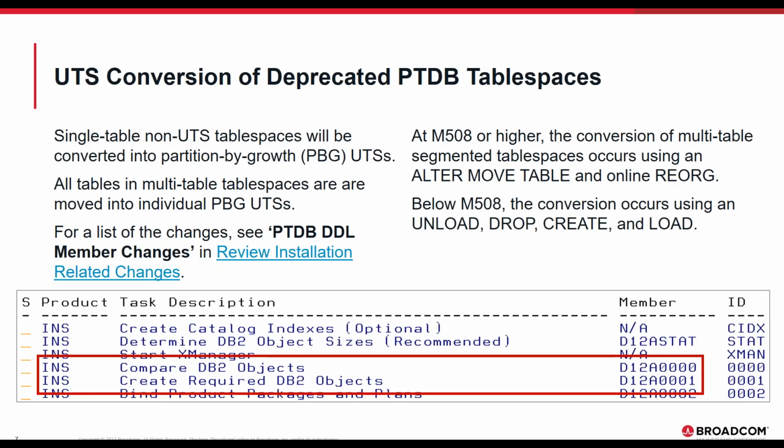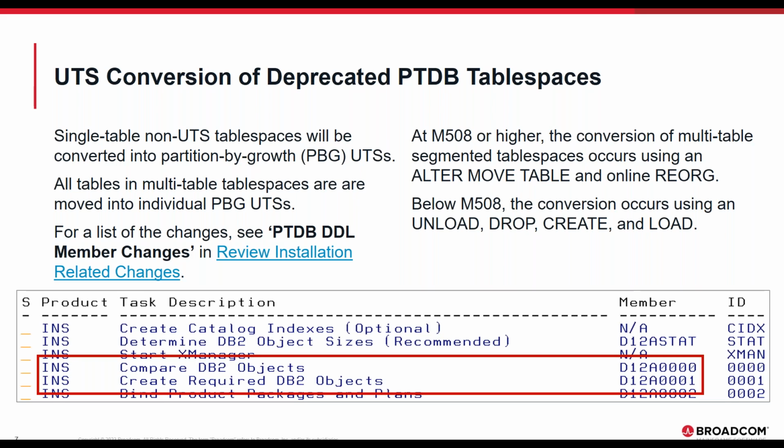So we have added steps to our compare and create required Db2 objects steps of post install, and so now single table non-UTS table spaces will be converted into partition by growth table spaces, and all tables in multi-table table spaces are moved into individual PBG table spaces. If you want a list of all of the changes that went into this, you can go look at the review installation and related changes section of our documentation and look for the PTDB DDL member changes. That will give you a list of the table space changes.